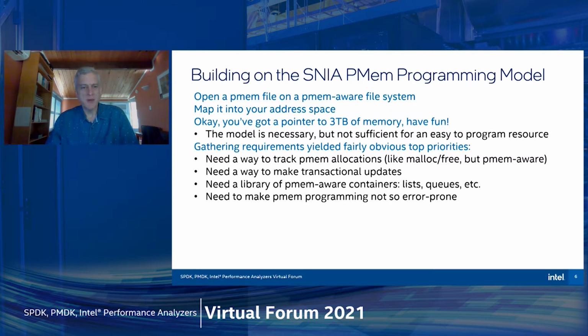We went around gathering priorities, and I've listed the top 4 priorities here. People needed a way to track persistent memory allocations in sort of the malloc and free programming style, but persistent memory aware. Needed a way to make transactional updates so that if your program crashed or if your machine crashed or had a power loss or something like that, your data structures were still in a consistent state. And that's some tricky programming, so you really don't want to have to reinvent that every time. People also wanted the common containers like lists and queues and hash tables and so on. And they wanted tools to make persistent memory programming not so error-prone.